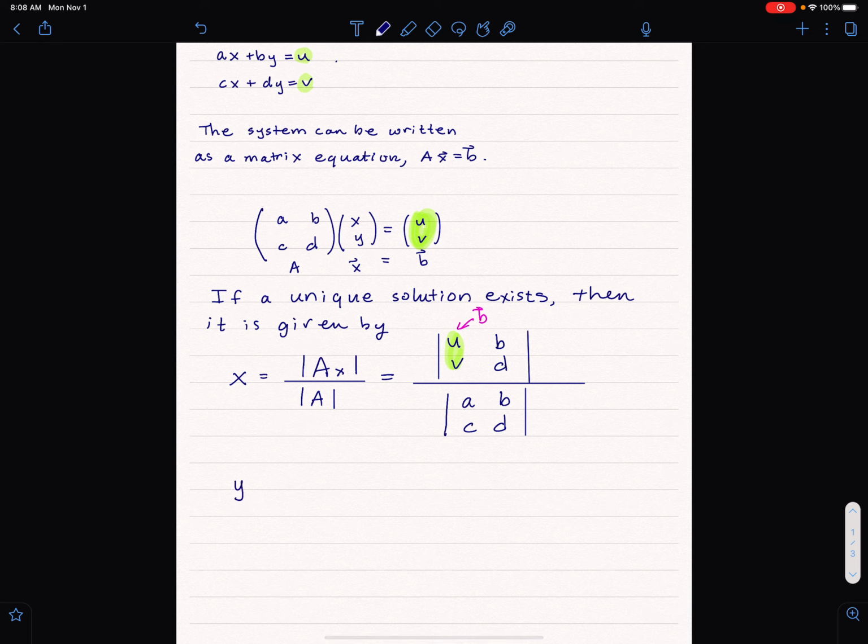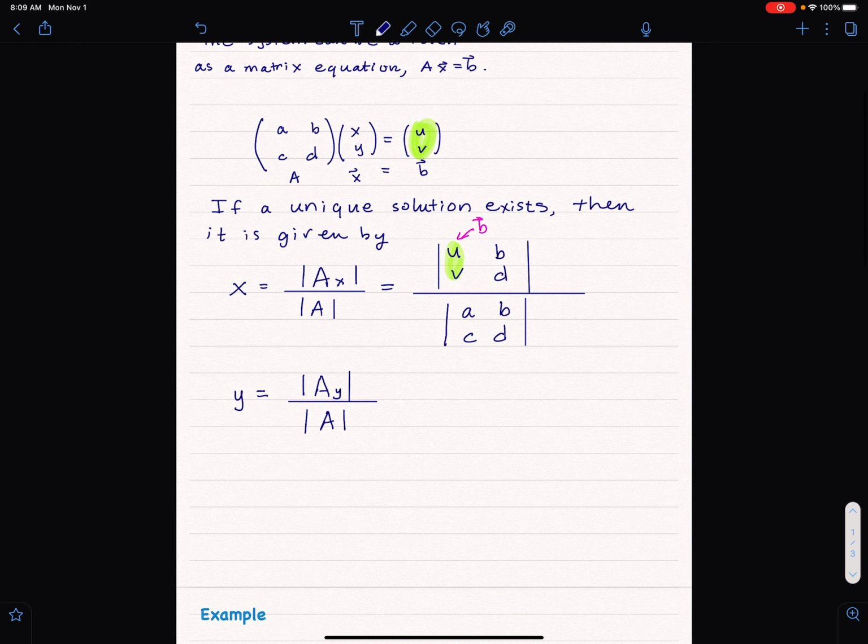Then y is given by something similar, where in the denominator I have the determinant of A and then the numerator AY. Now, if you went to a different book, they might not call this AY, they might call it A2 and AX, A1, but again, the vertical lines mean determinant. And A will stay the same.